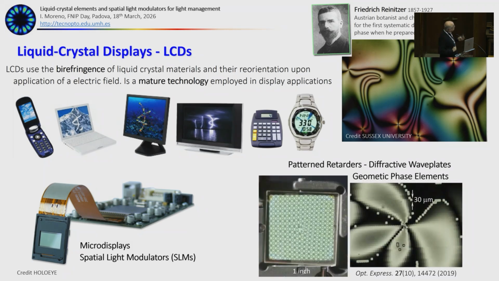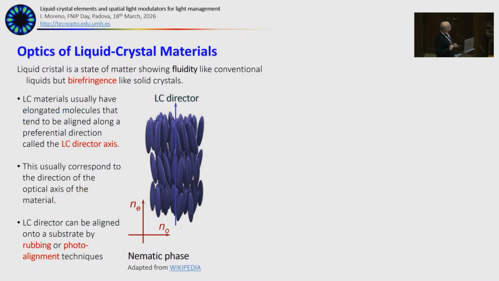Okay? These micro displays have now been used for many different applications, and another trend now in liquid crystal technology is to create what are called pattern retarders or diffractive wave plates or geometric phase elements. These are, again, spatial patterns where you can make pixels, where now what you change is not the phase, as I will explain in a minute, but the orientation of the retarders. And this creates another kind of elements which are called geometric phase elements. Okay, but let me go back to the SLMs and start with the optics of the liquid crystal materials.